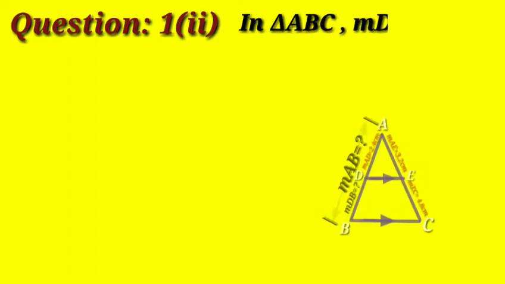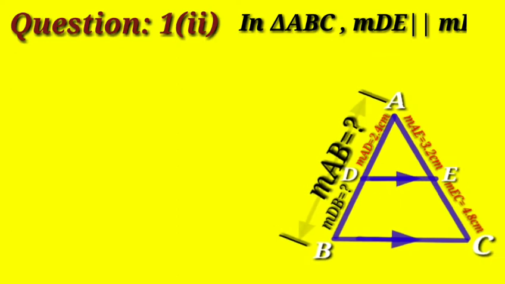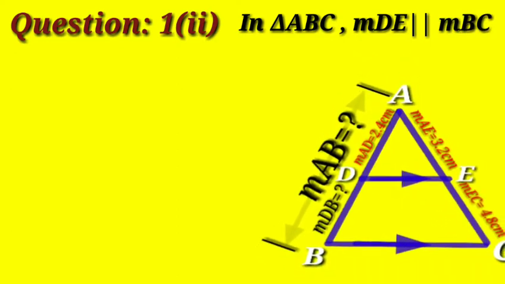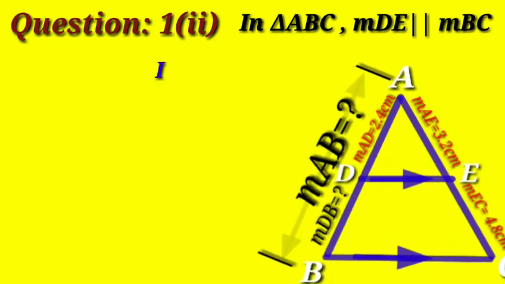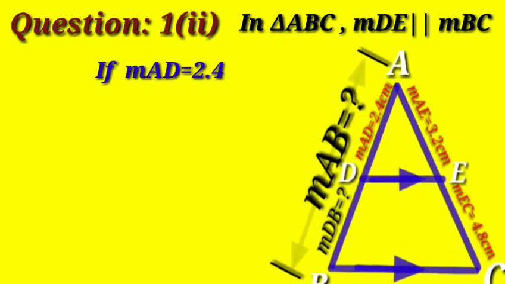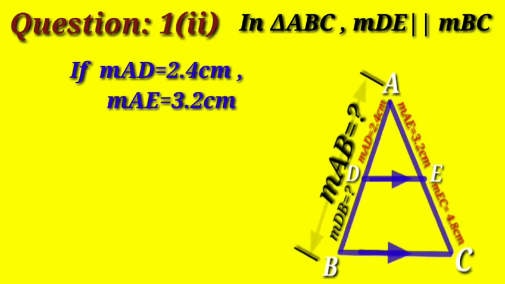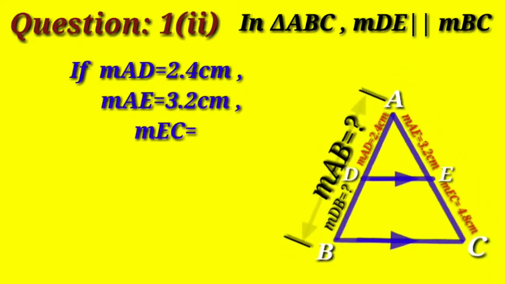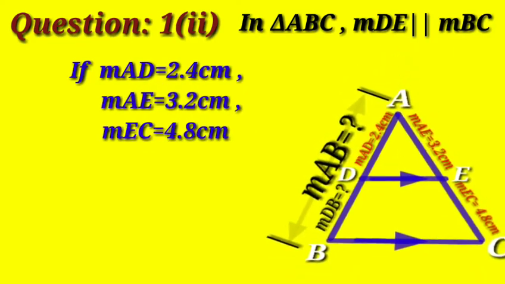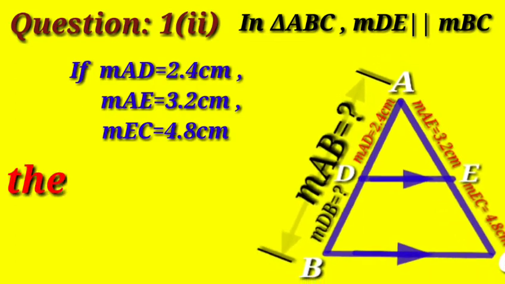Part 2 of question 1. In a triangle ABC, where side DE is parallel to the side BC, if side AD is equal to 2.4 centimeter and side AE is equal to 3.2 centimeter and side EC is equal to 4.8 centimeter, then find out the value of side AB.